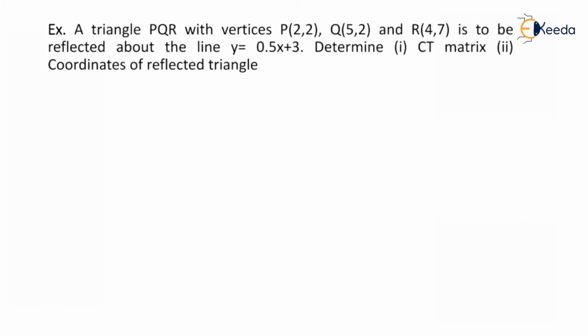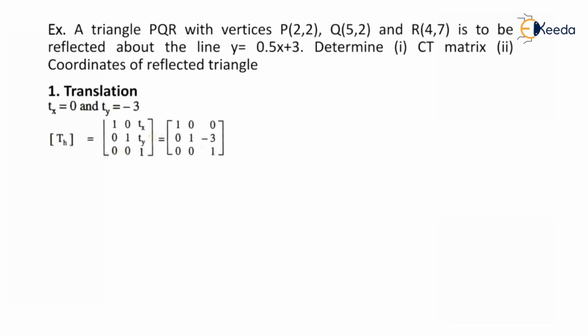Example: a triangle PQR with vertices P(2, 2), Q(5, 2), R(4, 7) is to be reflected about the line y = 0.5x + 3. Determine the CT matrix and the coordinates of the reflected triangle. So in this, let's see the solution.